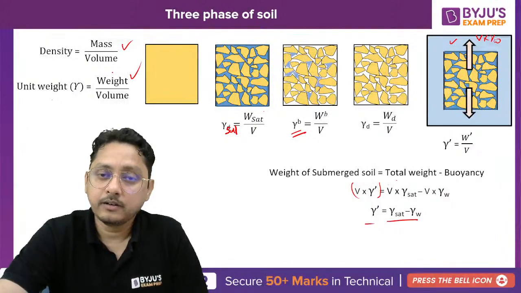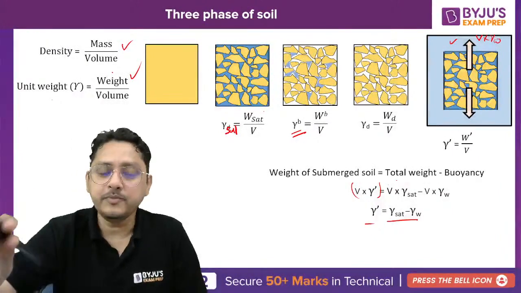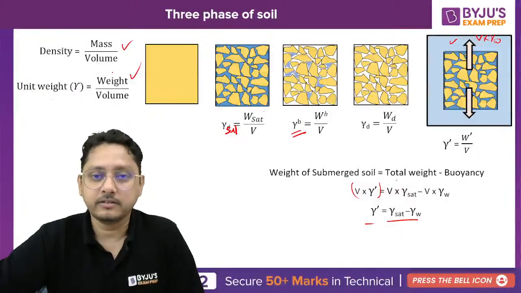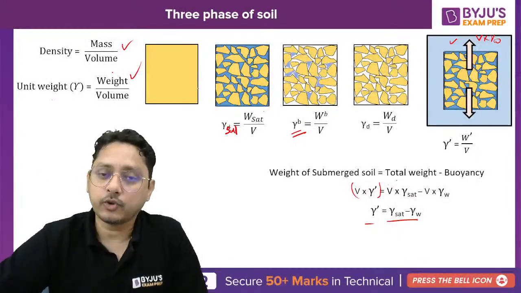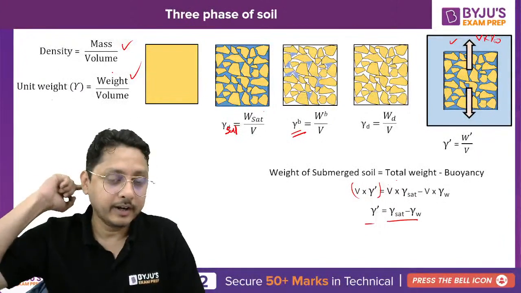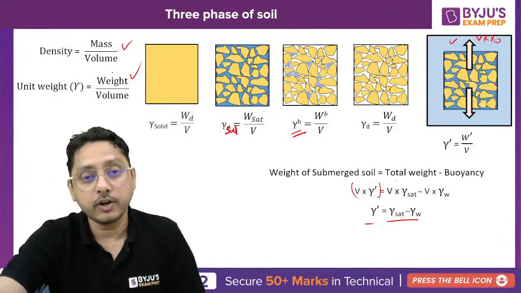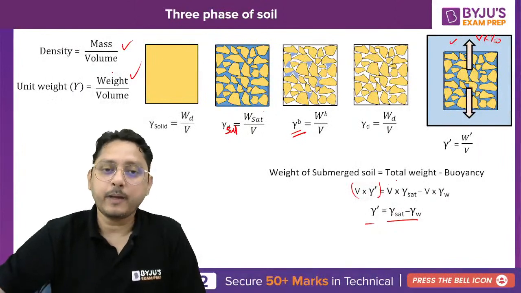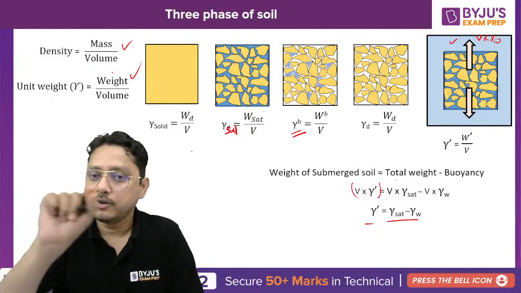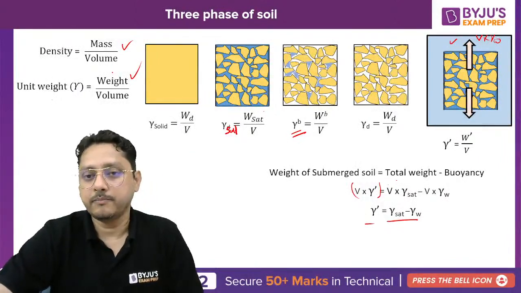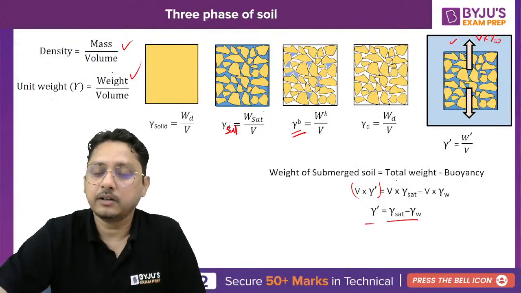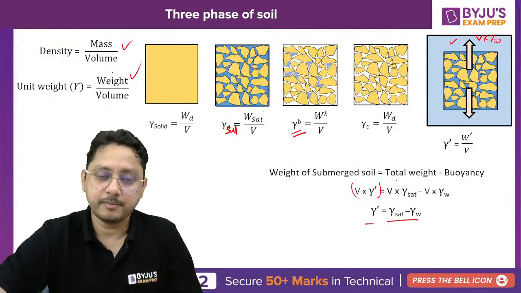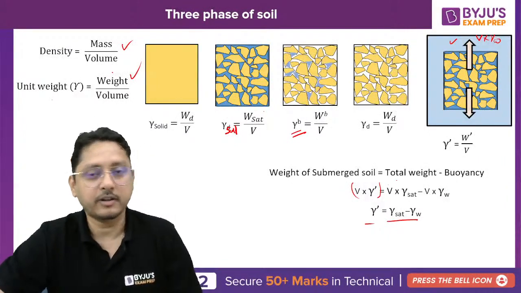Then consider the whole volume filled only with solids, with no voids at all. If you calculate the unit weight at that time, we call it the unit weight of solid. Now it will be easy for you to correlate all of these: gamma of solid, gamma of saturated, gamma of bulk, gamma of dry, and gamma submerged. Which one is greater, which one is smaller?